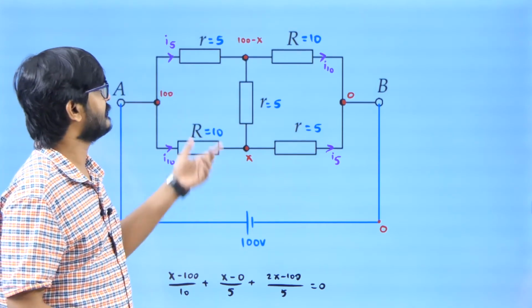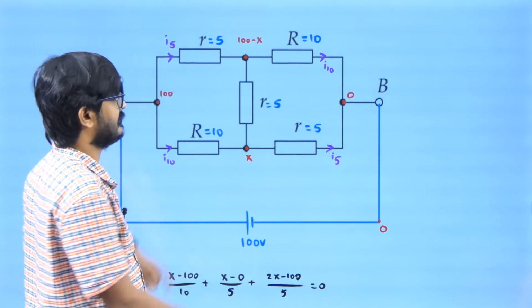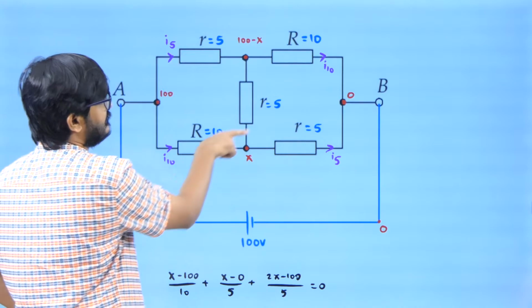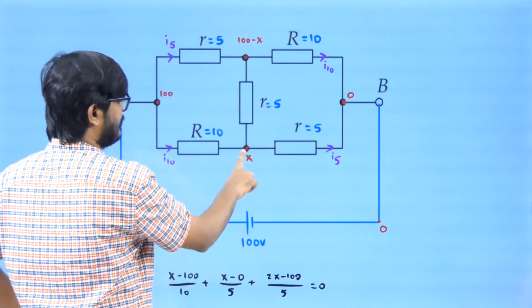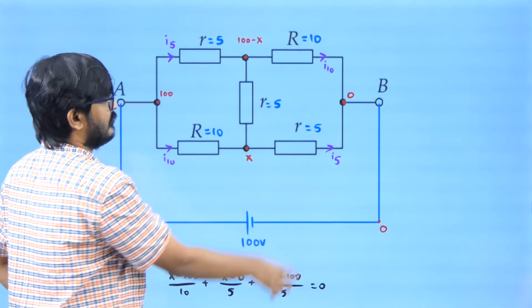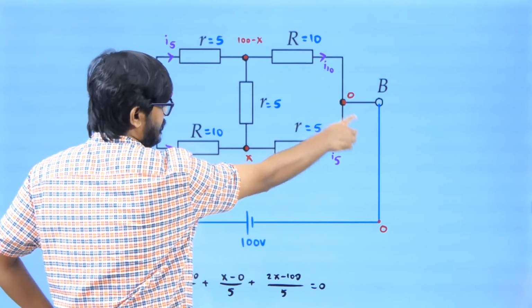But what I can see is the symmetry. If this current is I5, then this current has to be I5 by the mirror image. If this current is I10, then this current has to be I10. And then this current will be I10 minus I5 or whatever it is, right? Now, I assumed this potential as 0.